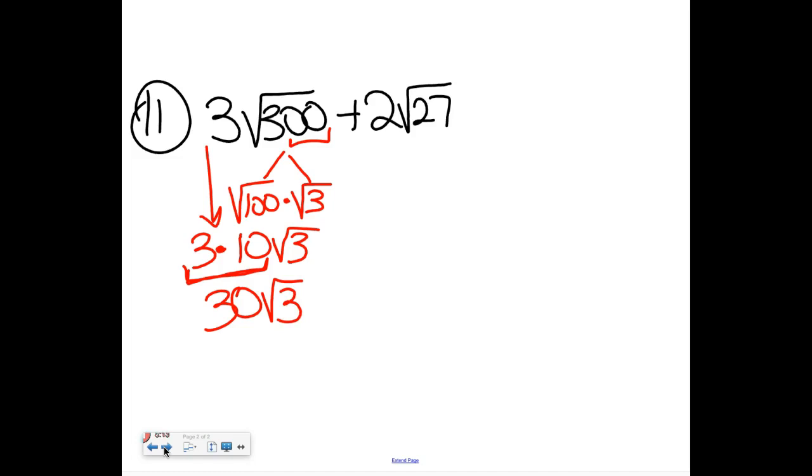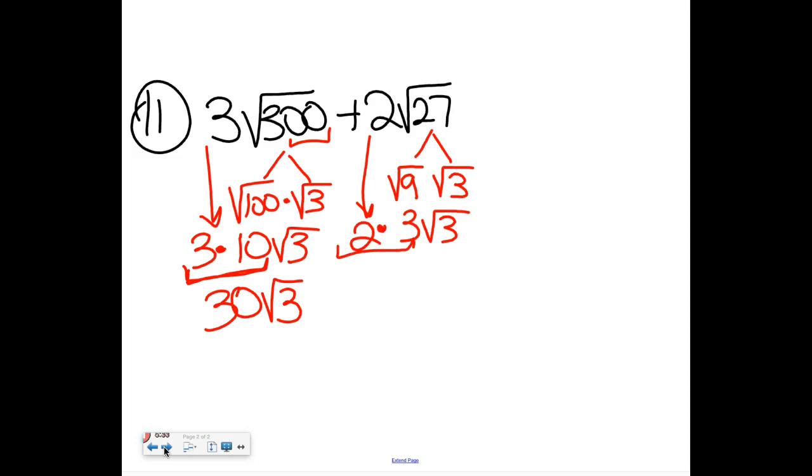Okay. We're going to work on this other one, 27. I can take out the perfect square 9. So the square root of 9 times the square root of 3. Again, I know the square root of 9. I've got to bring down this number in front again, and I'm going to bring down the square root of 3. The 2 and the 3 here, that's going to become 6.